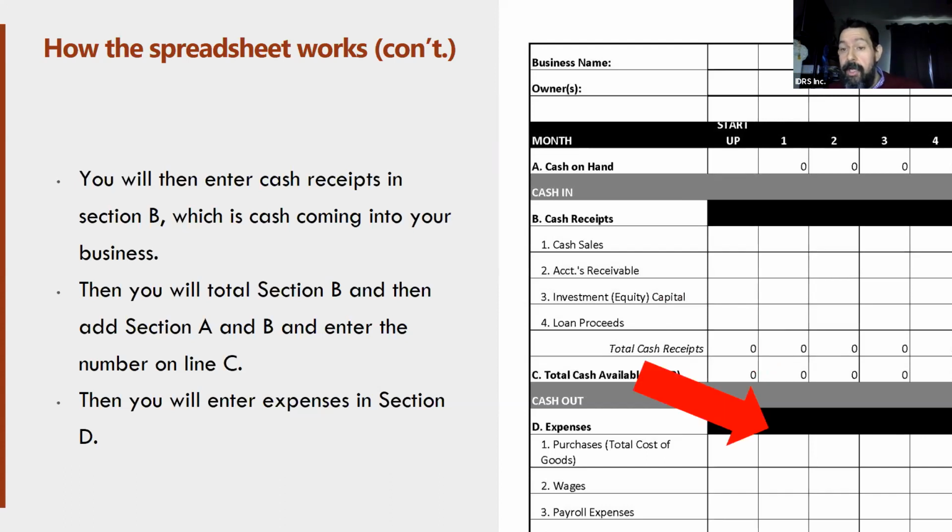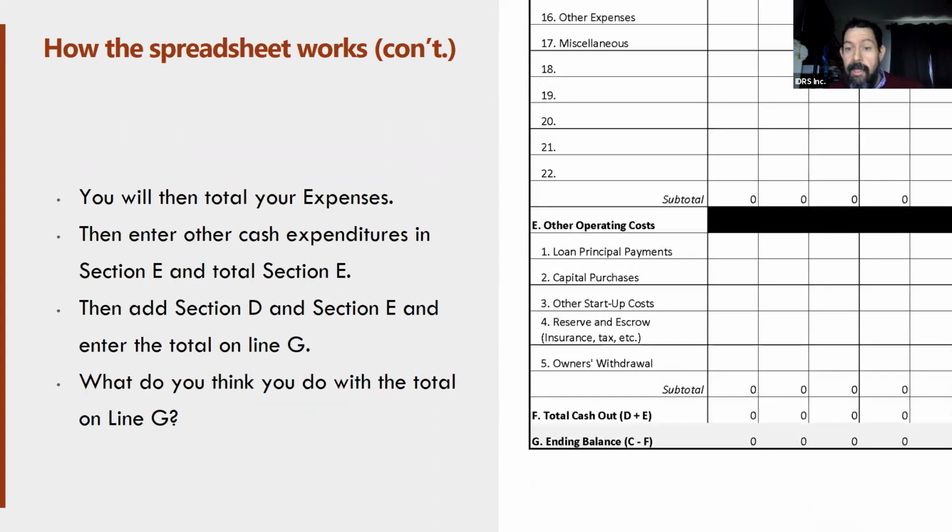And then we'd start entering what we believe the expenses will be throughout the year. Okay. Then we would add our expenses and put that total there. And then we have other operating costs. So other operating costs is anything that you're spending cash on, loan principal payments.